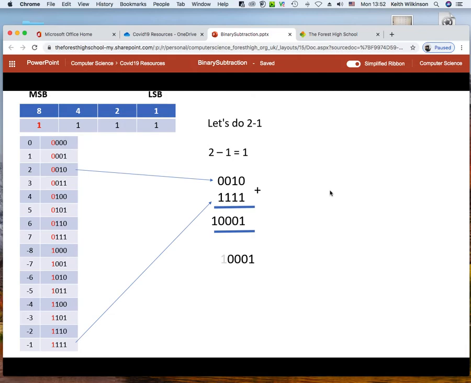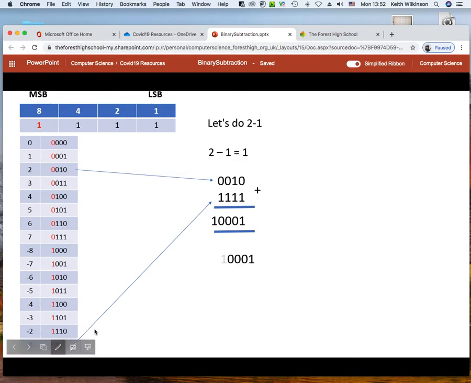Let's move this on to 4 bits, and I'm going to do the same sums. I'm going to do 2 take away 1, and the answer is 1. So I'm going to write it out, but the only difference really is the fact that I'm going to have 4 bits in my question. So 2 is 0, 0, 1, 0, and for 3 bits it was just 0, 1, 0. And minus 1 is the very last one again. Remember, we start at minus 1 at the bottom and count up.